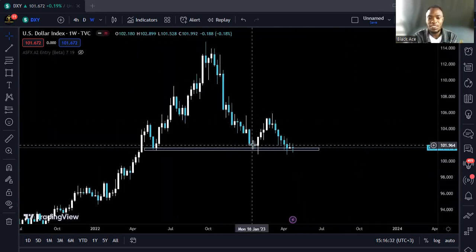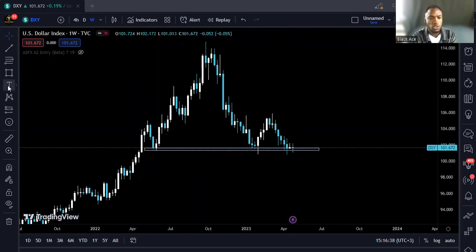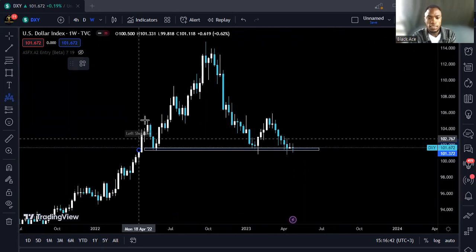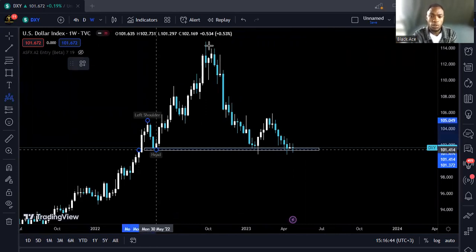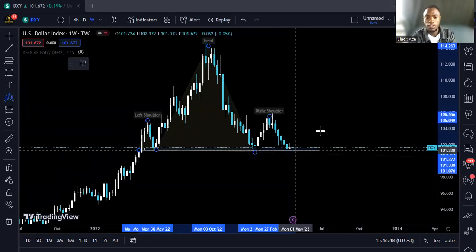So this is based off the weekly perspective. Obviously, we understand that we had this head and shoulders pattern. This was the left shoulder. We had the head. And we had the right shoulder, obviously.